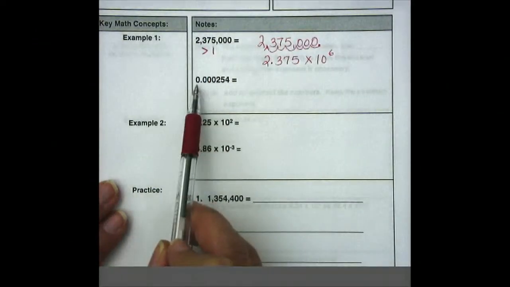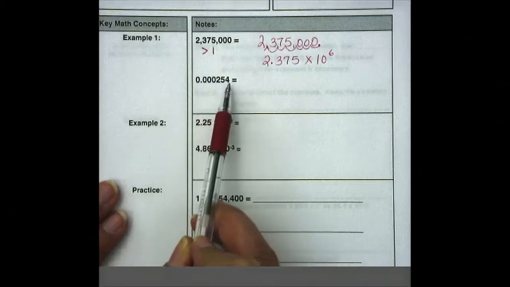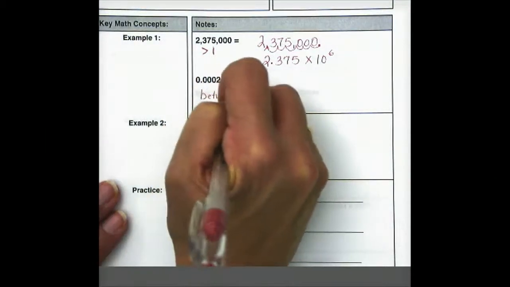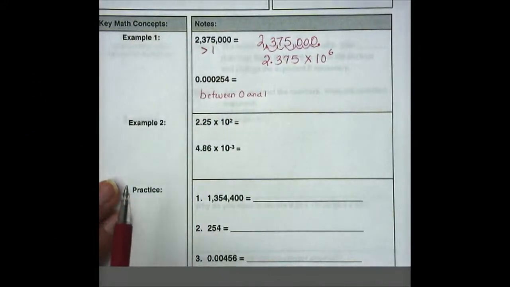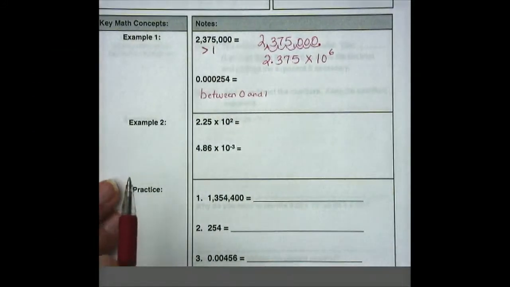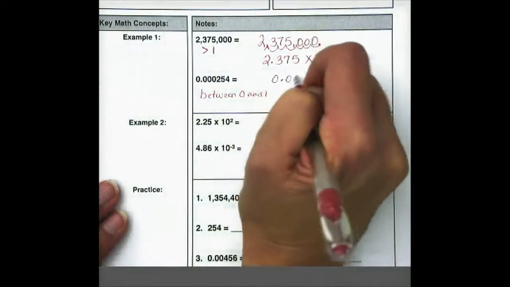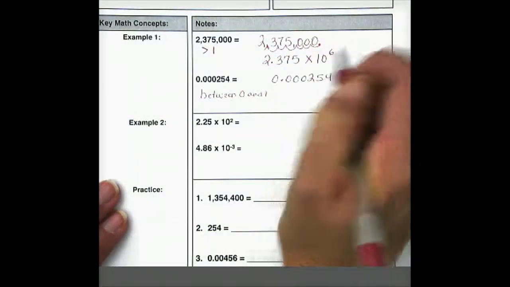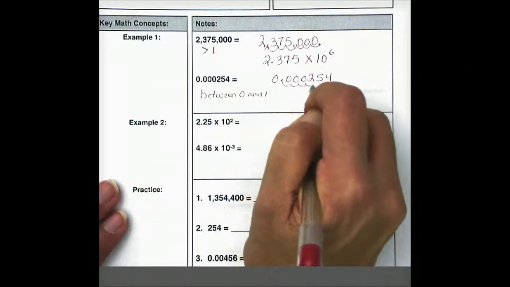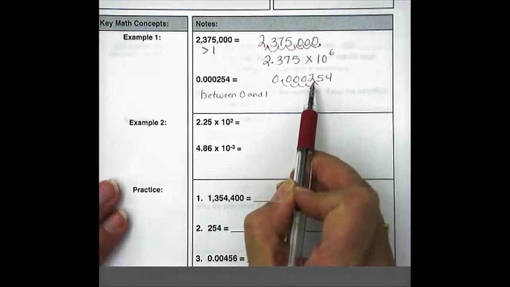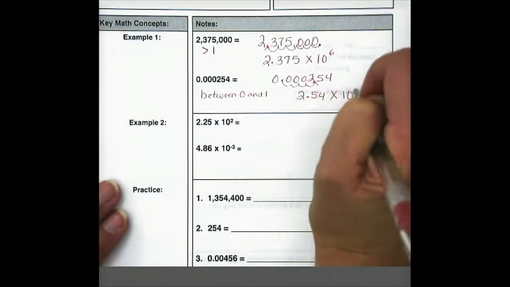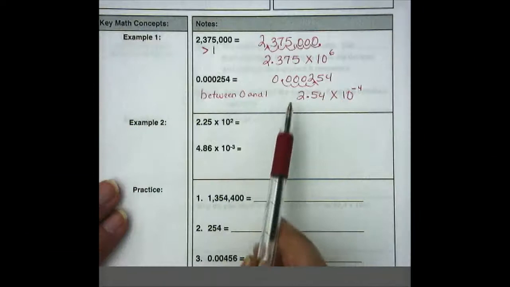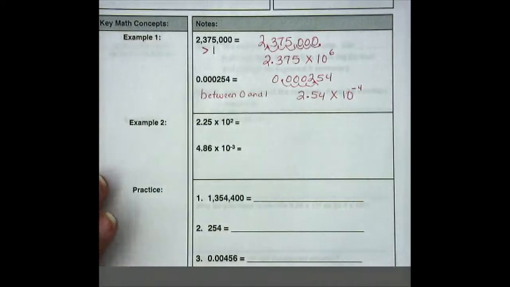Now, this number, 0.000254, is a number between 0 and 1. So it's smaller than 1, but it's greater than 0. If it is between 0 and 1, then my power of 10, or my exponent, is going to be negative. So let's take a look at it. I'm going to move my decimal point over 1, 2, 3, 4 places until I have one number to the left of the decimal point. So 2.54 times 10 to the negative 4th, because this number was less than 1.